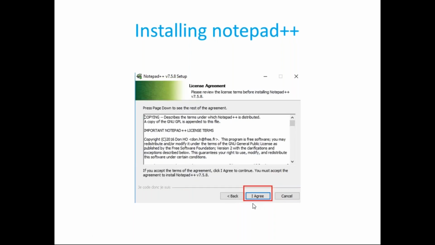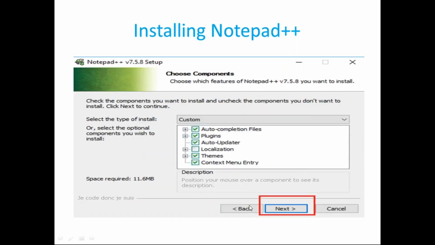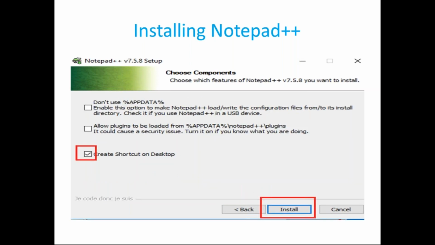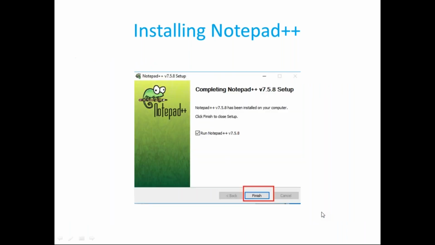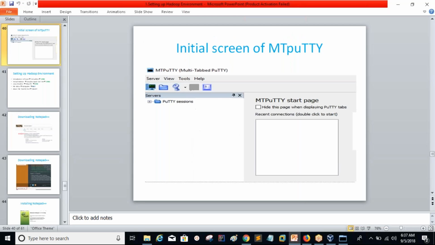Click on next, then accept the terms and conditions by clicking on I Agree. Let the default path be the same, don't change it. Click on next again, and this will choose some components. Let it choose the default ones. Click on next again, and then create a desktop shortcut by enabling it. Then click on install. In the next screen, click on finish. This will be enabled by default, so let it run automatically. So that is the downloading and installation of Notepad++.